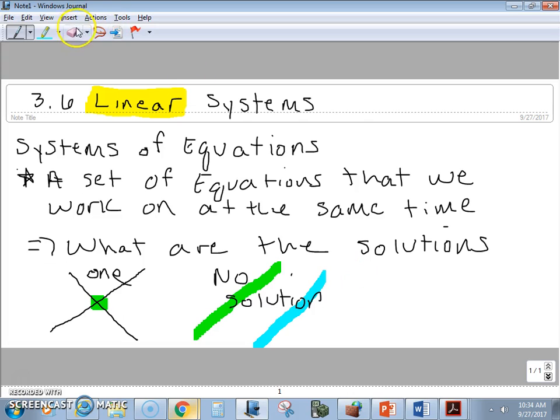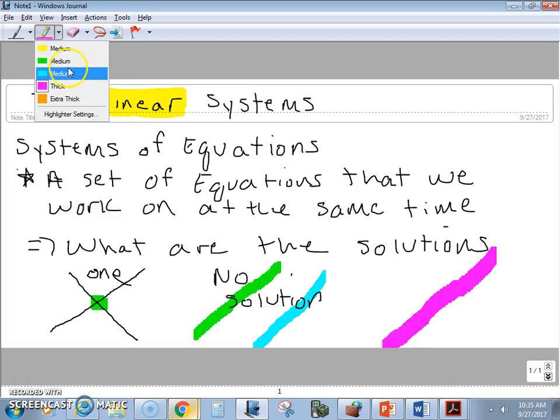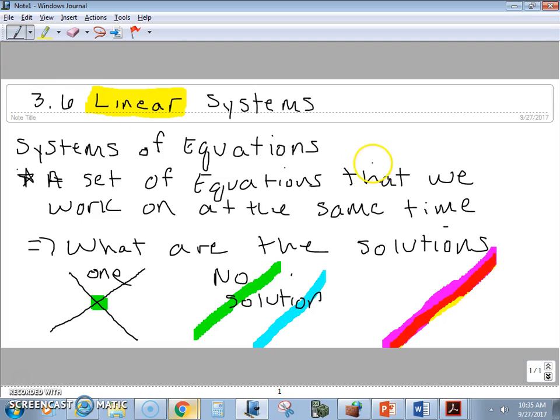Now I want to take a look at what if we had this line and also this line? How many solutions do these two lines have? Good. Abel says infinite solutions. That's right. Every solution is there. Infinite solutions.